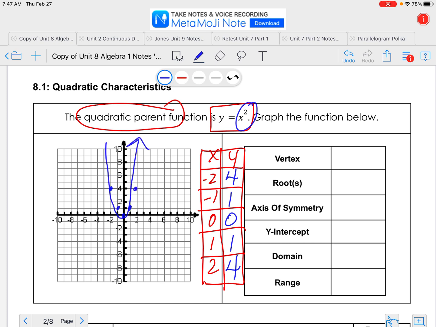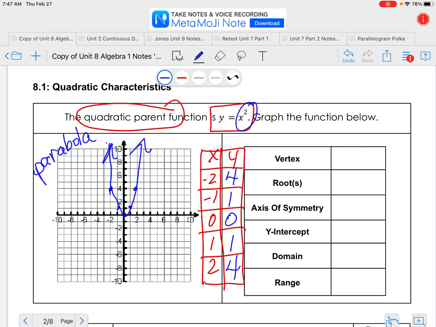Oh, totally missed those points. Maybe I should try that again. It makes this U shape, which is our quadratic function. It's called a parabola. So quadratics graph as a U.